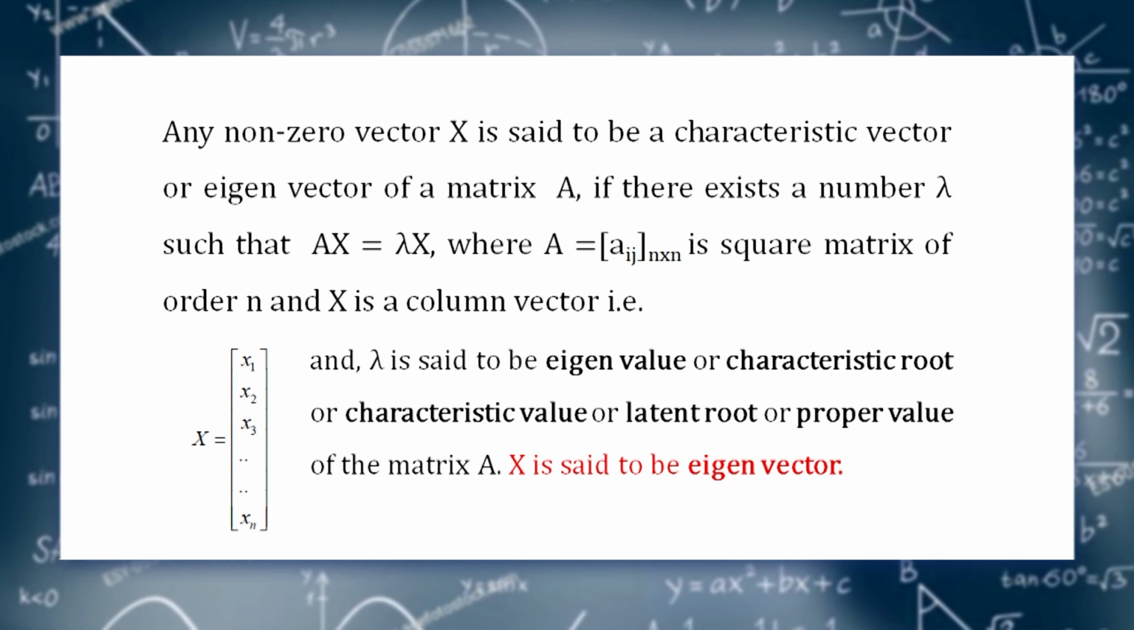Any non-zero vector x is said to be a characteristic vector or eigenvector of a matrix A if there exists a number lambda such that Ax equals lambda x, where A is a matrix of order n, that is a square matrix, and x is a column vector, that is, capital X is a column matrix, any number of rows, but the column should be 1. Then lambda is said to be an eigenvalue or characteristic root or characteristic value or latent root or proper value of the matrix A, whereas capital X represents the eigenvector.